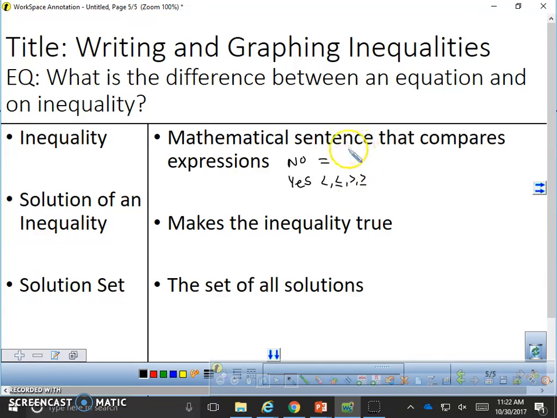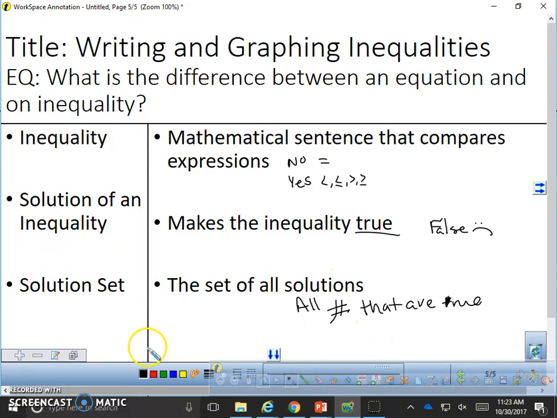One of those four. Okay, a solution of an inequality is what makes it true. If it's false, it's not a part of the solution, okay? We're looking for anything that's true. And the solution set is all of the numbers that are true. So the set of all the solutions, all the numbers that are true.